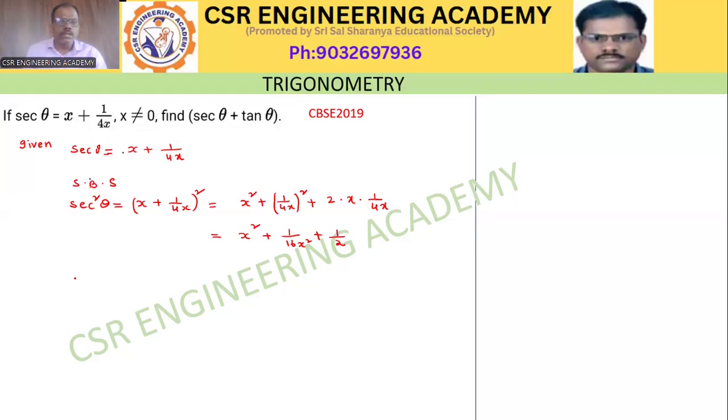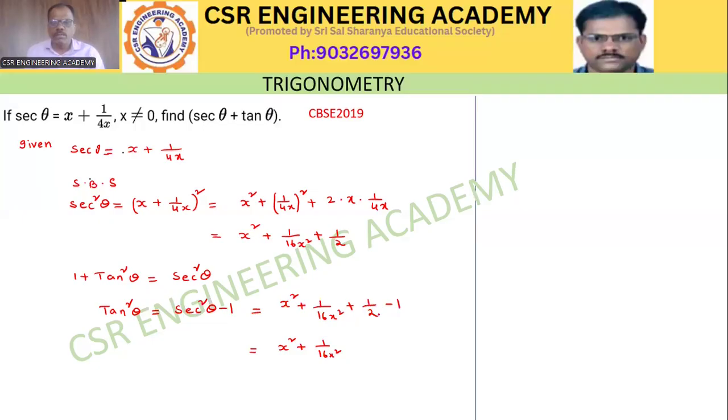We know that 1 plus tan square theta is equal to secant square theta. So tan square theta is equal to secant square theta minus 1, that is equal to x square plus 1 by 16x square plus 1 by 2 minus 1, which is x square plus 1 by 16x square plus 1 by 2 minus 1, that is minus 1 by 2.